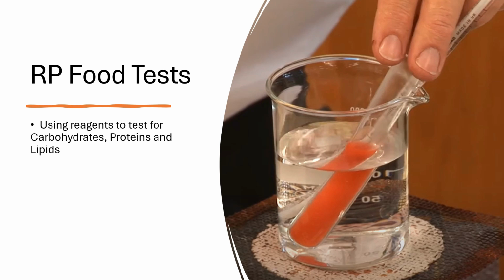So the first required practical you need to know is the required practical on food tests. It's using reagents or chemicals to test for carbohydrates, proteins and lipids. If you go to the video that's in the box below, that will give you more information. And I've also got some exam questions on that coming up.